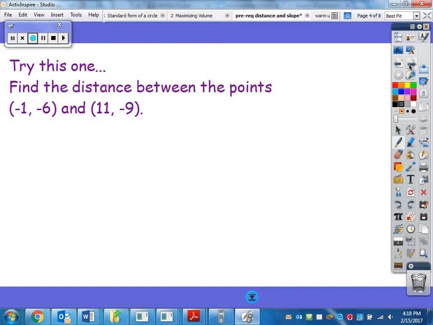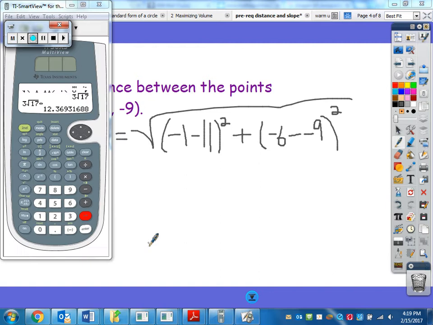Alright, so try this one on your own. Take a second and pause the video, and then punch that in your calculator, and then restart the video to check your answer. Okay, so hopefully when you plugged it in, you got that the distance was 3 times the square root of 17, which is approximately 12.4.